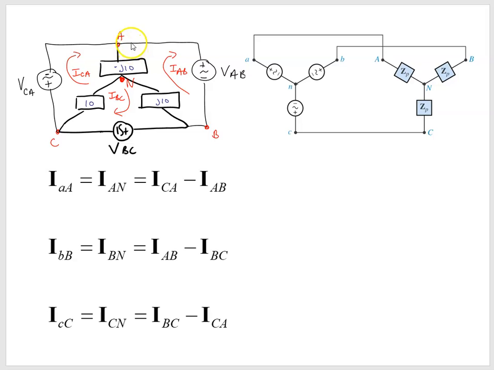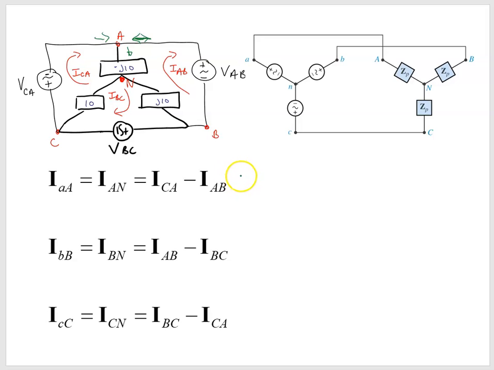We have that IAN flowing out down this way. Do it in green. There's our IAN. That's equal to ICA flowing in, and then it should be plus this flowing out. So that's flowing out. So flowing in, we'll consider it a negative. So we subtract our IAB. So that looks good.